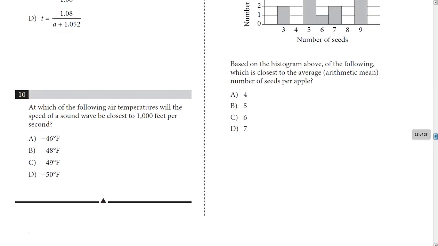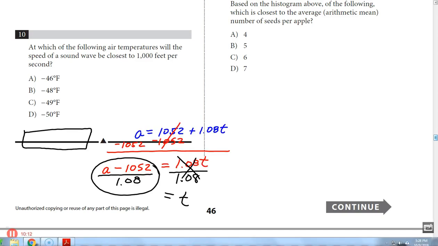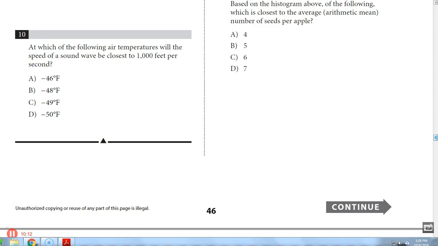But let's go on down and see over here. It says, which of the following air temperatures will be the speed of sound? So let me get that equation back up here. The speed was 1052 plus 1.08 t. And it says, which of the following temperatures? So basically, at what t will the speed of sound be closest to 1,000? So I want my sound to be 1,000.